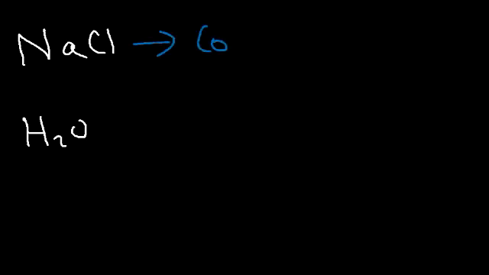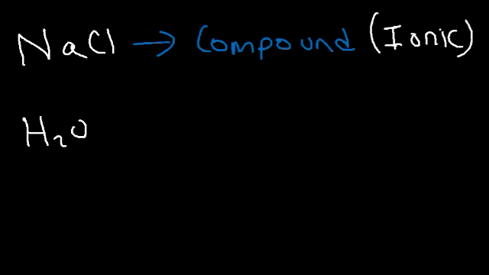Now what about sodium chloride? How would you classify it? And let's compare it to water. Sodium chloride is a compound because it has two different elements. But this is not a molecular compound. This is known as an ionic compound because sodium chloride is composed of ions. Whenever you see a metal and a nonmetal, it's usually ionic.